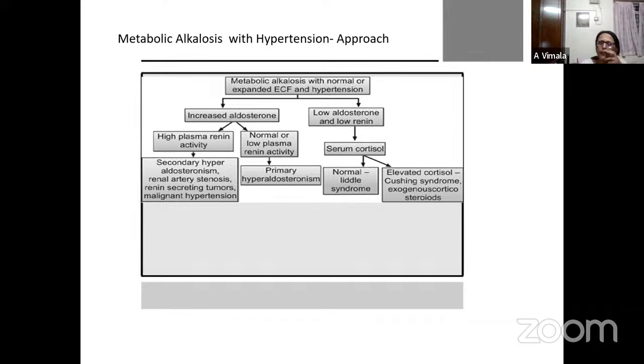So, to conclude, metabolic alkalosis can present with normal blood pressure or high blood pressure. Metabolic alkalosis can be due to a gastrointestinal cause like diarrhea. It can be due to a renal cause like Bartter, Gitelman, hyperaldosteronism, secondary hyperaldosteronism, or Liddle syndrome. So you should judiciously apply your investigations and arrive at a diagnosis of metabolic alkalosis.